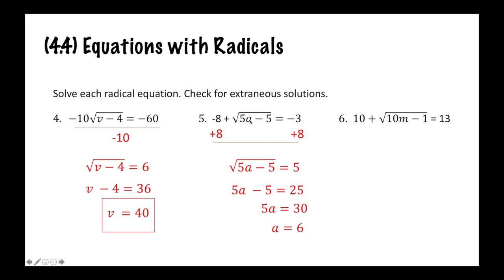Once again, I want to check that. 5 times 6 is 30. 30 minus 5 gives me 25. The square root of 25 is 5. So now negative 8 plus 5 does give me negative 3, and that confirms that that's correct.